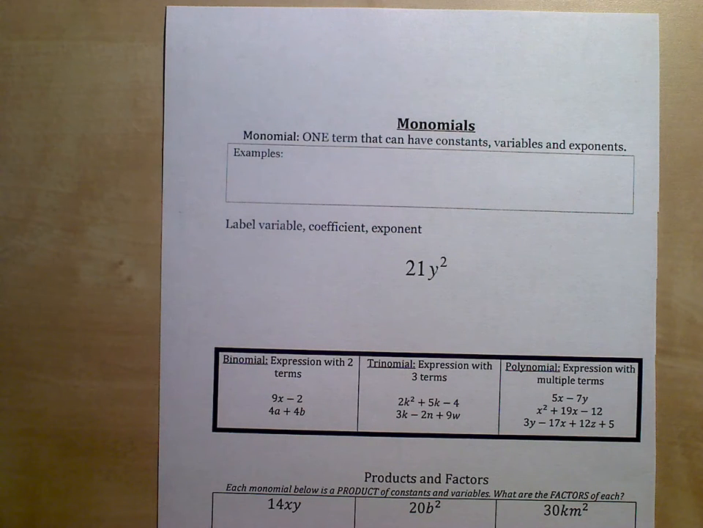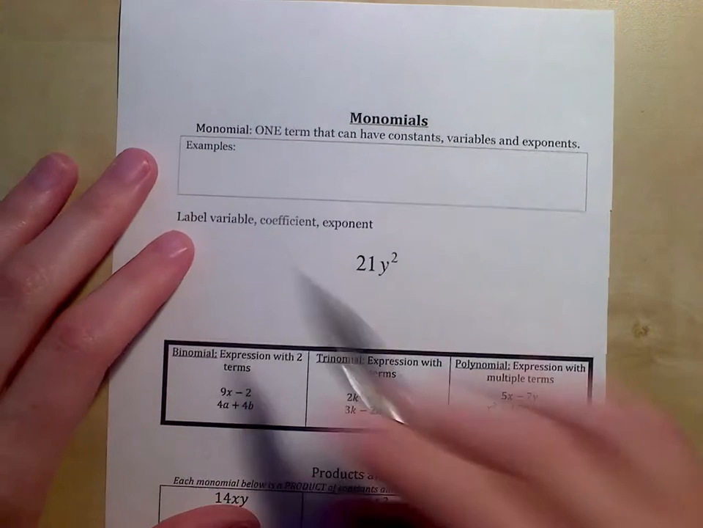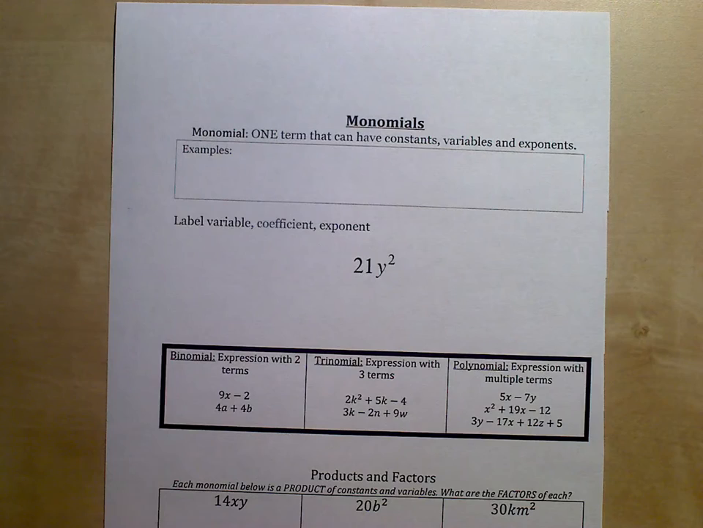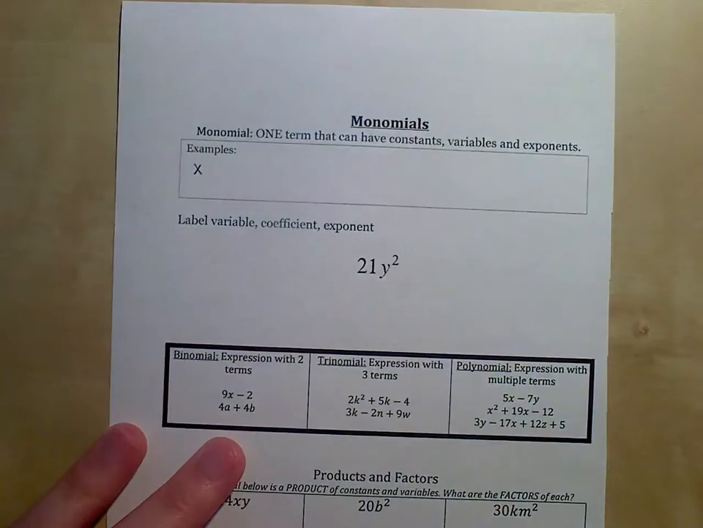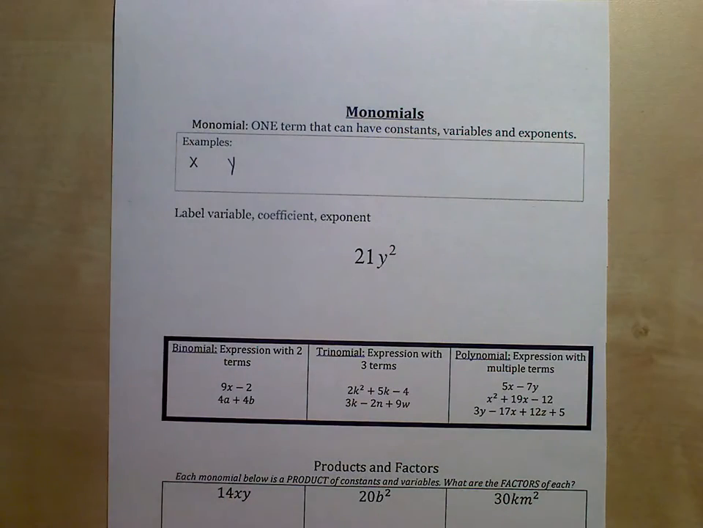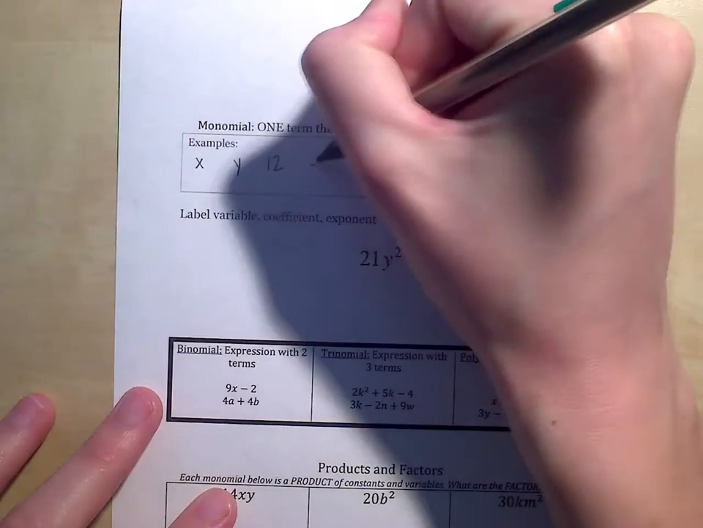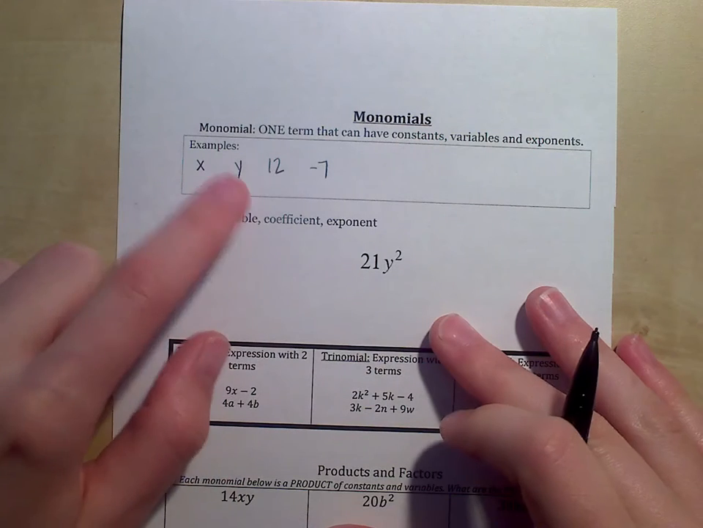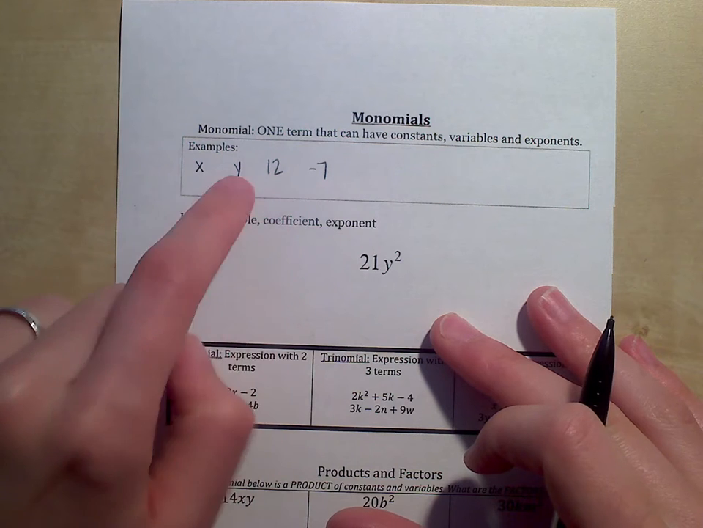So here we go. A monomial is one term that can have constants, variables, and exponents. So let's talk about what a monomial is. What are some examples of a monomial? I'm going to just list a bunch of examples. This is a monomial, x. It's one term. Here's another monomial, y. So a variable is a monomial. How about 12? That's a monomial. Or -7, that's a monomial, because these are each just one term. So these are very simple monomials. This is a variable, this is a constant, this is a constant, this is a variable.